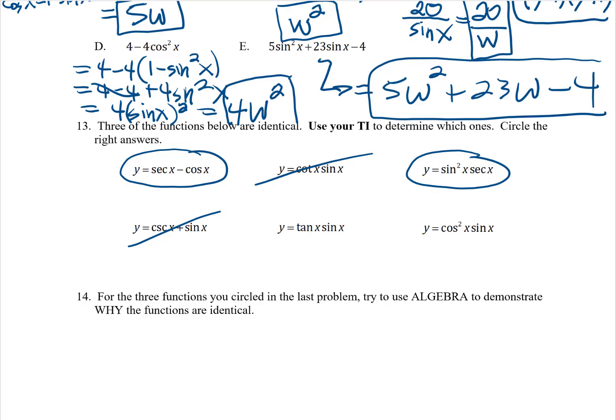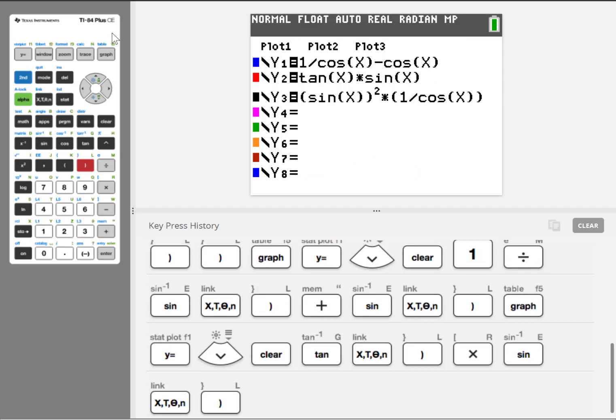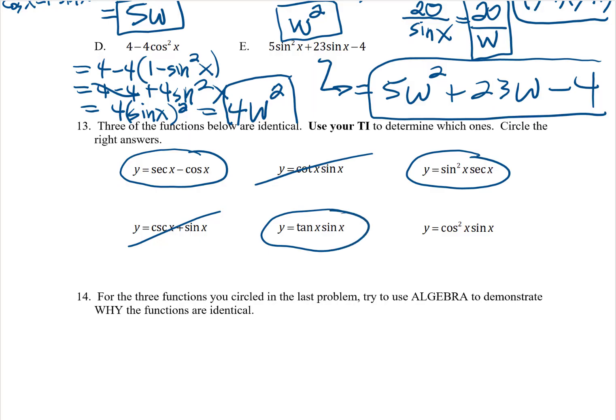Okay, how about tangent x sine x? Tangent x times sine x. Again, the red one is the one we're focusing in on. And it looks like we found it, so that's another match. I won't worry about the last one. We knew there were only going to be 3.